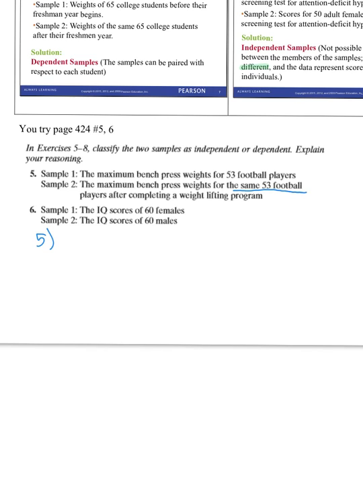So in those few seconds it took me to read that, hopefully you've been able to think that those would be dependent samples. And the reasoning would be that the same 53 players are measured twice, so they are paired samples.